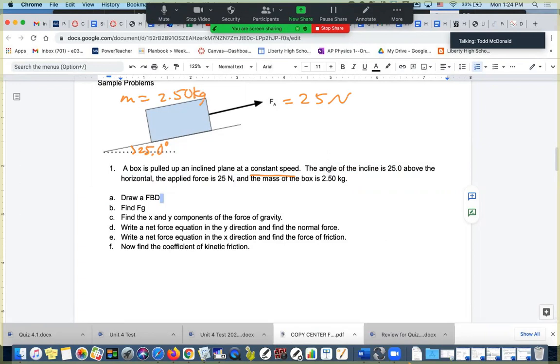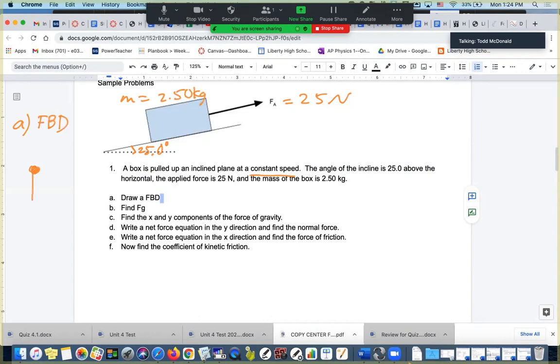Okay. The first thing we're going to do is draw a free body diagram. I'm going to do some parts of the problem to the left and to the right, so I'm going to try to get it all on this page. I think I'm going to start right here with our free body diagram. Okay, think about what's going on. We've got a box.